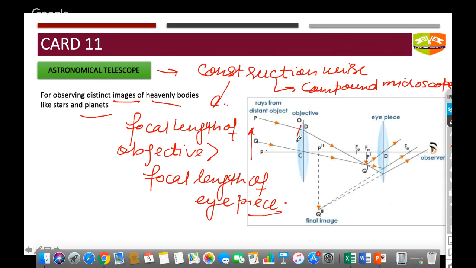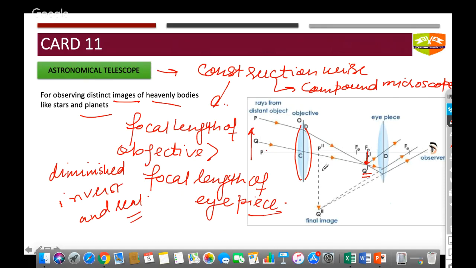They will fall on this objective, and an image would be formed here, which is my image A1, B1, or PQ. Here in this particular figure, PQ has been written. So the PQ image would be formed. Now this first image is diminished, inverted, and real.